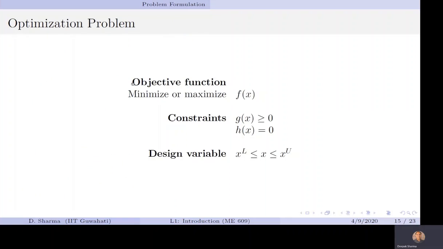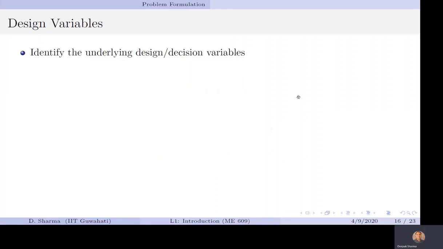Typically, I can write an optimization problem as either minimizing or maximizing the objective function called f(x). This particular problem can be subjected to constraints like g(x) greater than or equal to 0 and h(x) equals 0. So this is called the inequality constraint. This is called the equality constraint. And then finally, we will have design variables. So the value of x will lie between a lower and an upper limit.